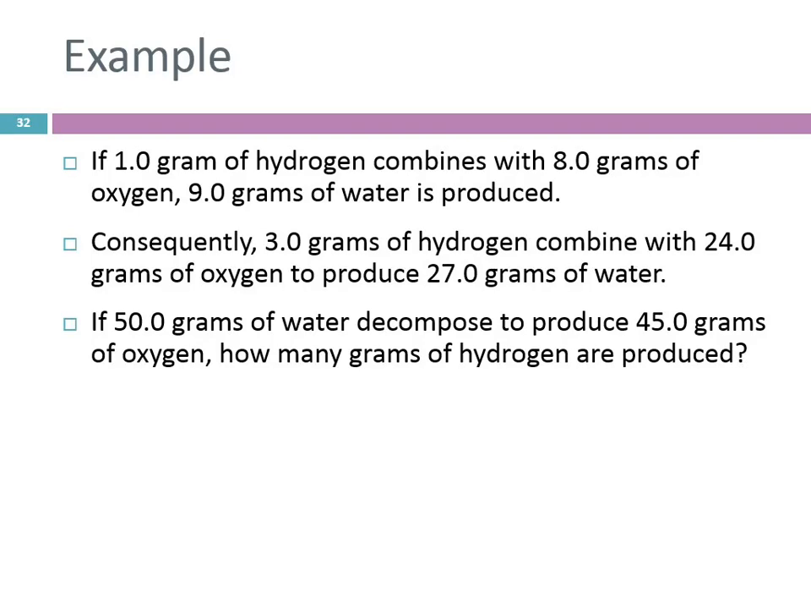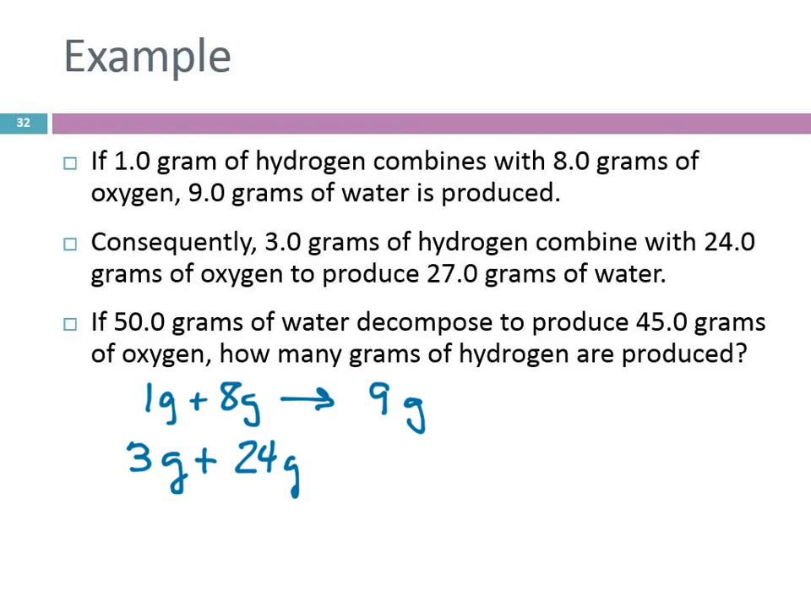You learn a little more about chemistry, and then you're bothered by questions like this. So because of that, we know that if we had 3 grams of hydrogen combining with 24 grams of oxygen, we'd get 27. I should write on here. So 1 gram plus 8 grams gives us 9 grams, and 3 grams plus 24 grams gives us 27 grams. Because 3 plus 24 is 27.